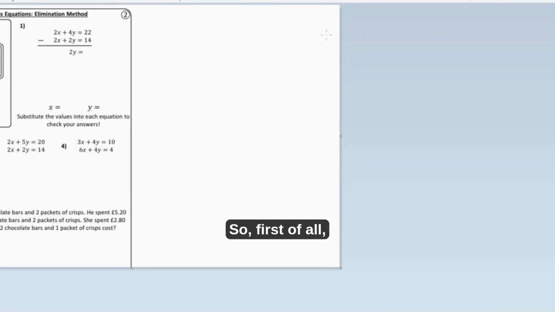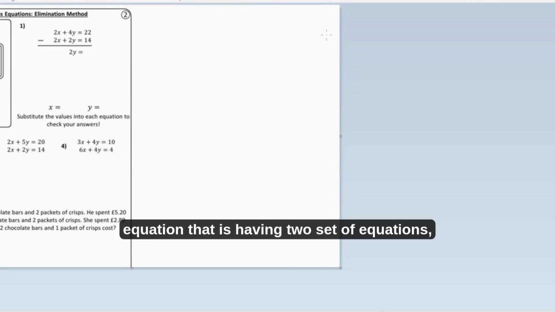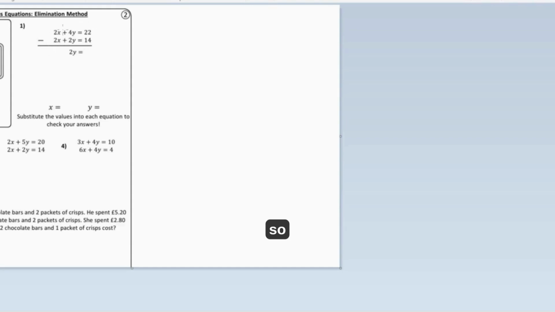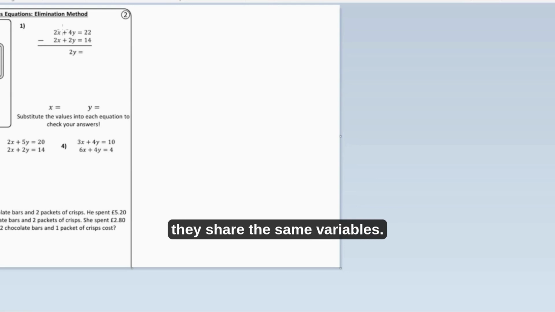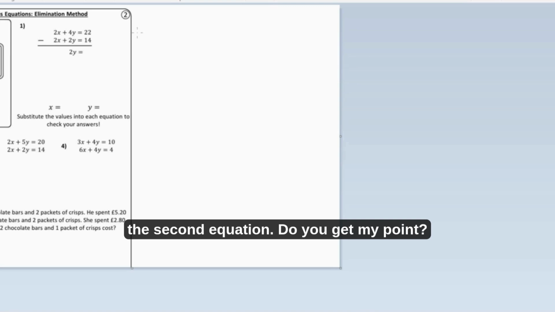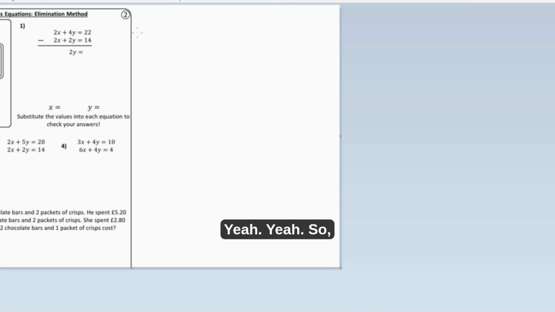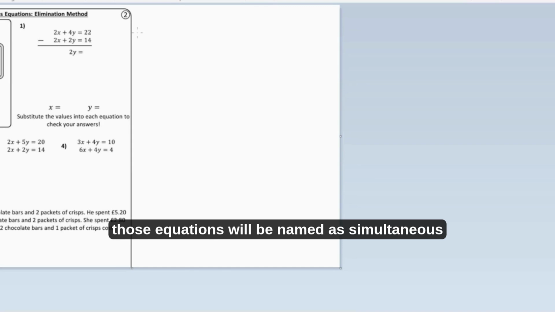So, first of all, a simultaneous equation is a set of equations, two or more, like this. Like here, you can see that there are two equations. It can be three equations, but the main thing is that they share the same variables. For example, if the first equation has x, the second equation should have x, and if the first equation has y, the second equation should have y. Did you get my point? Yeah. So those equations are named simultaneous equations.